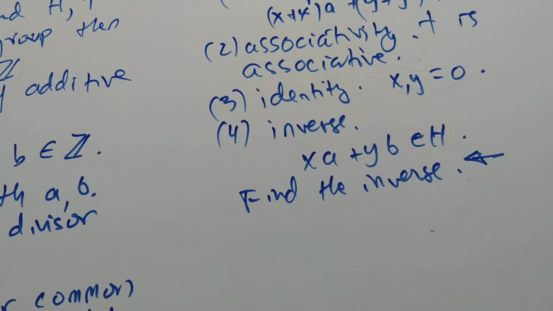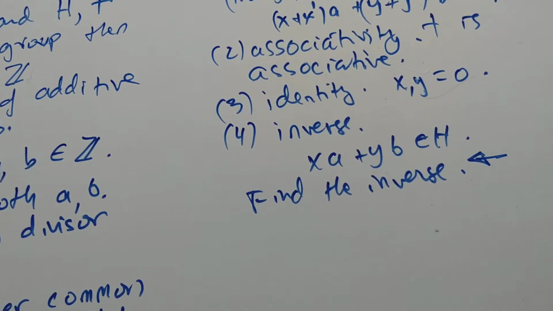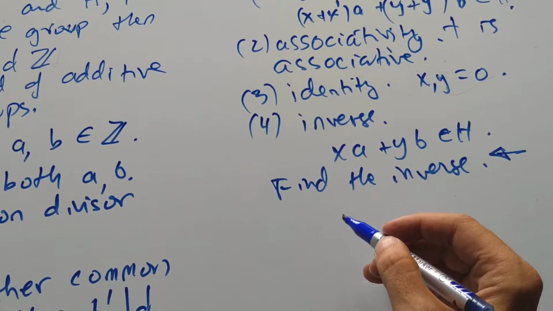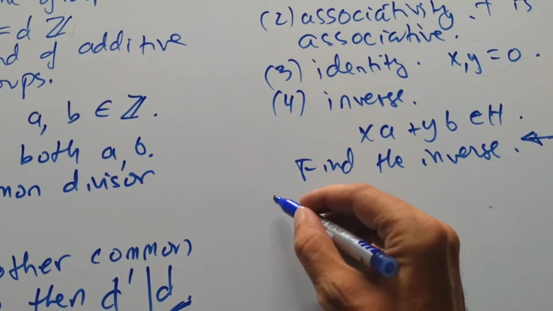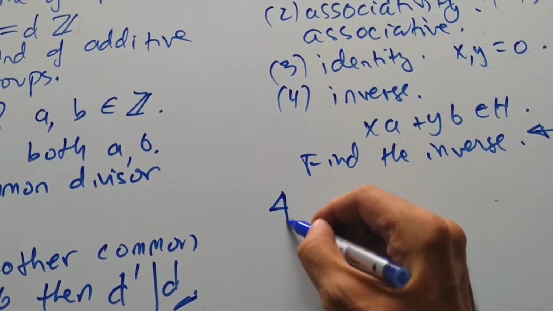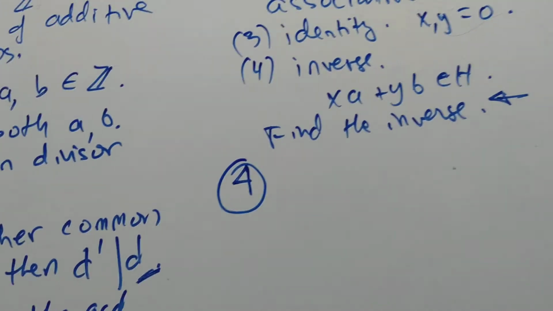Great. So we're down to the next point now. All right. We have proved that H is a group. So we're up to point 4 now. Okay. H is a group.